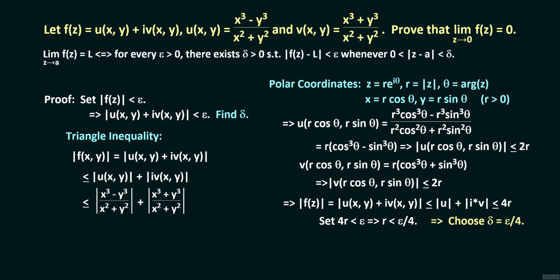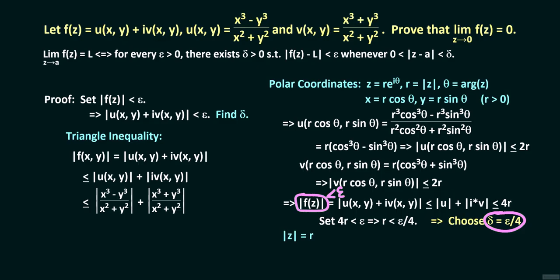Now that we have found delta, there's a second part to the proof that we must not overlook, and that is we must show that the epsilon inequality holds for the delta value that we have just found. That is, if delta equals epsilon over 4, we must show that the absolute value of f of z is less than epsilon. This time, we start with the delta inequality.